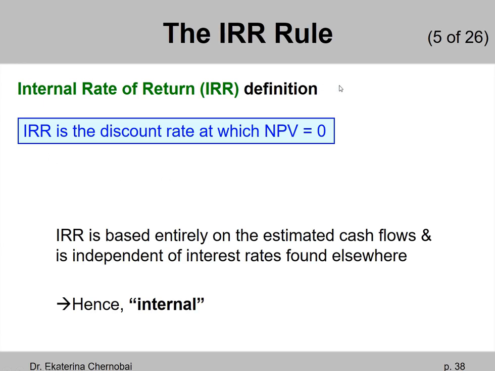So the internal rate of return definition is it's the discount rate at which the NPV equals 0. And it's called internal because it's based entirely on the estimated cash flows for future years and the estimated required initial investment today. And it's completely independent of other external things, such as the typical rate of return on this kind of projects that was observed by other companies somewhere else.